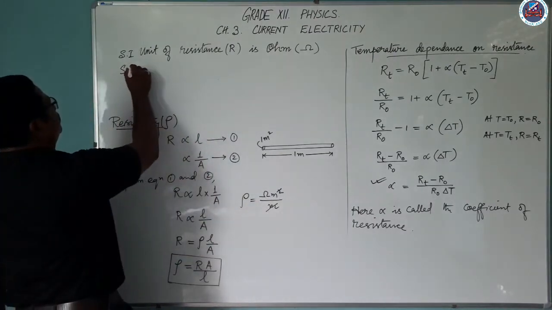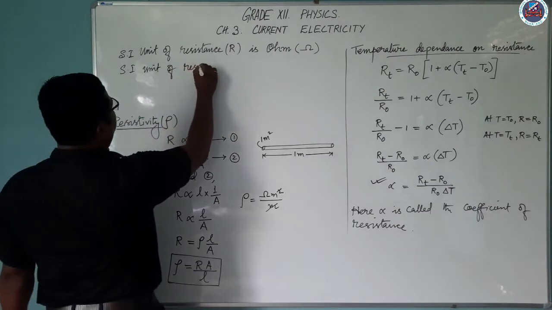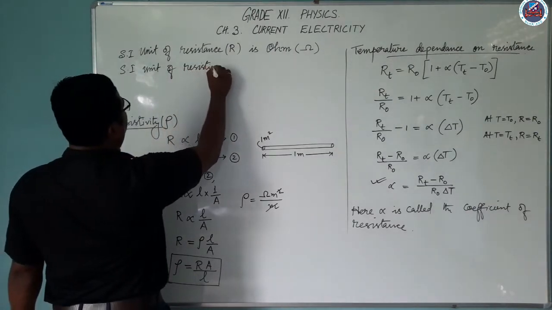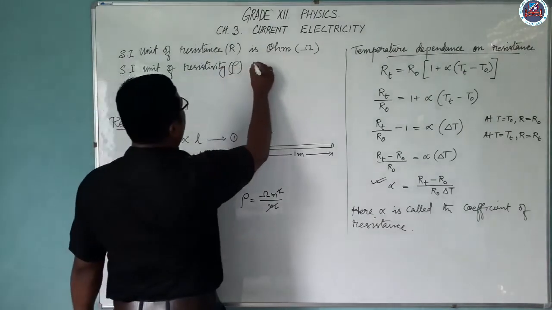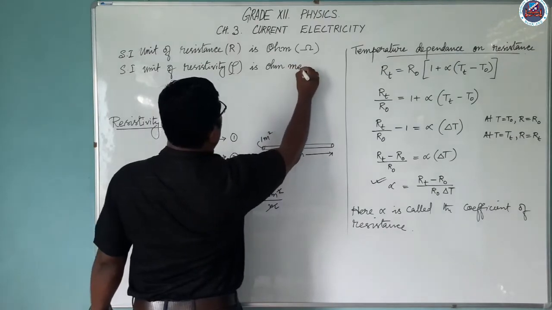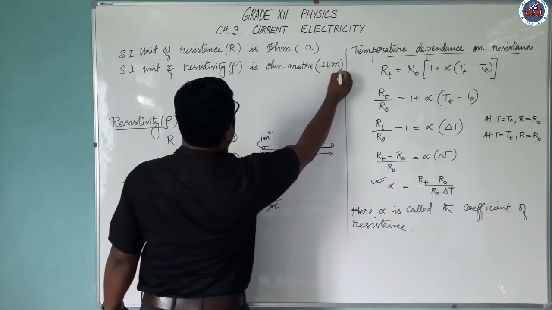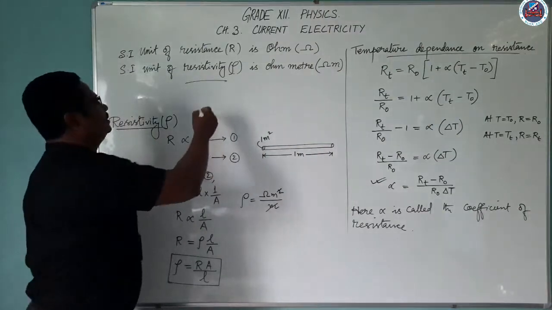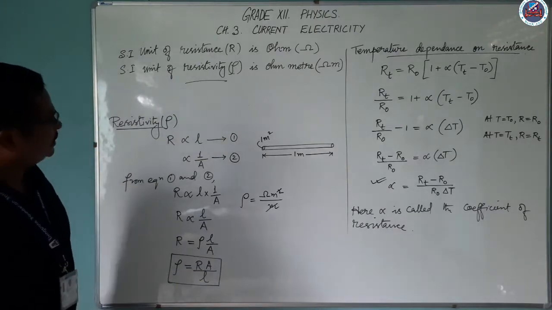So SI unit of resistivity, rho, is ohm meter. Or in short, we write it as ohm meter. Like this, we represent the unit for resistivity and resistance.